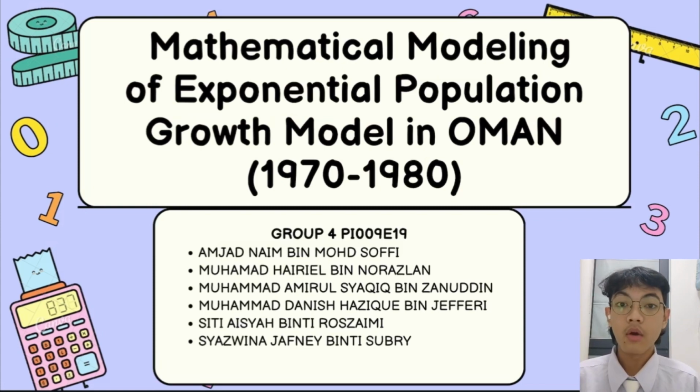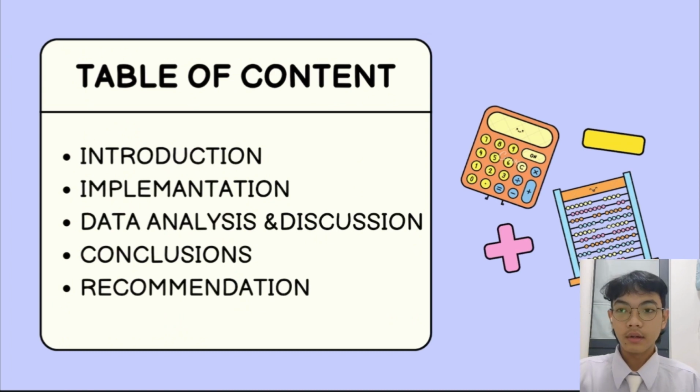We are from Group 4, and today we're going to present about the mathematical modeling of the exponential population growth model in Oman from 1917 until 1980. For this slide, the table of contents: first of all we have the introduction, and then implementation, data analysis and discussion, conclusion and recommendation.